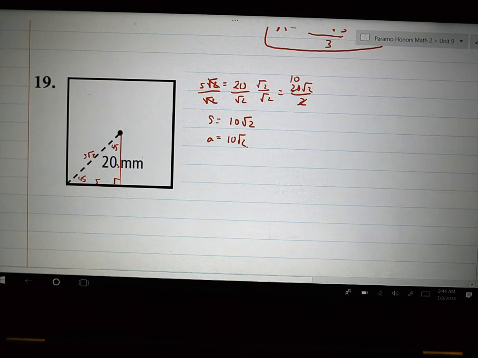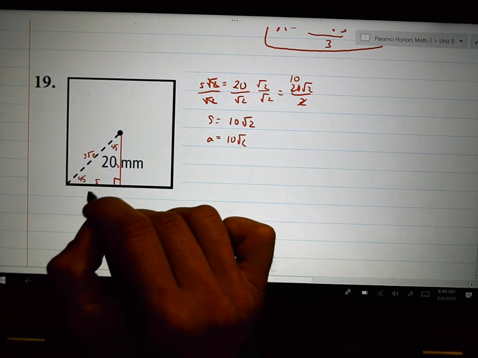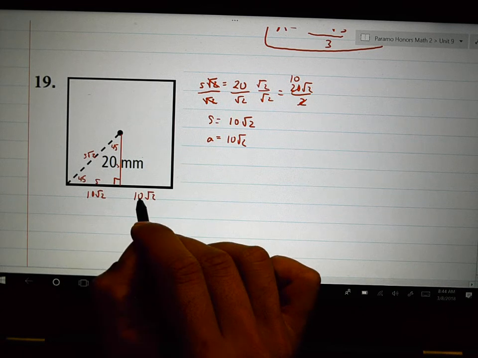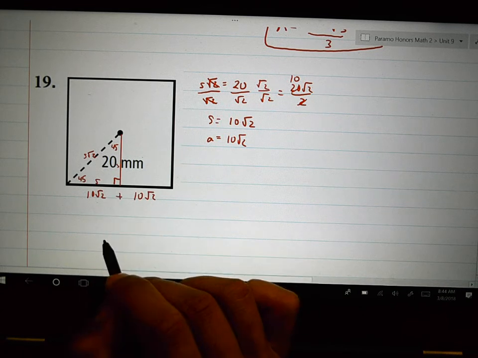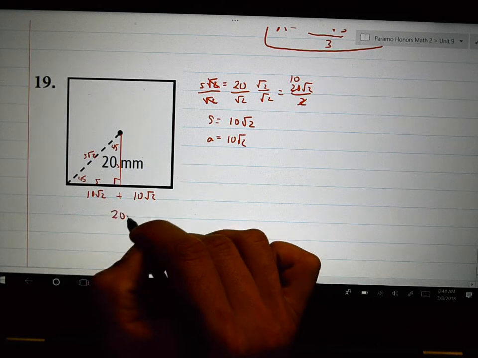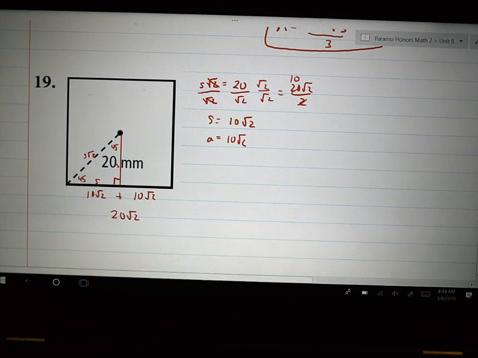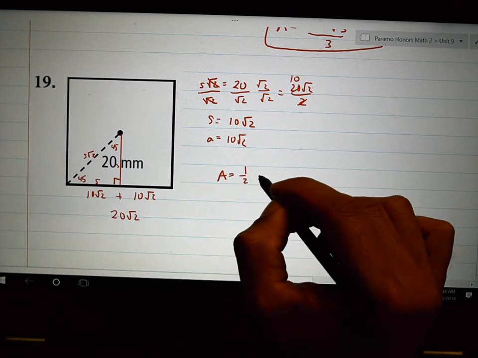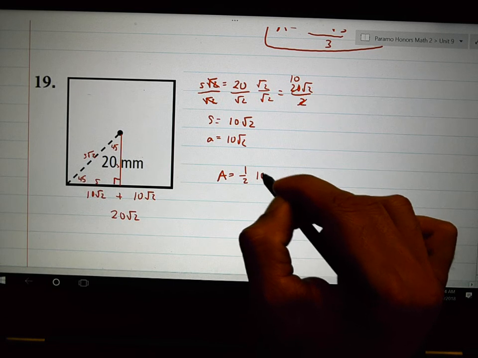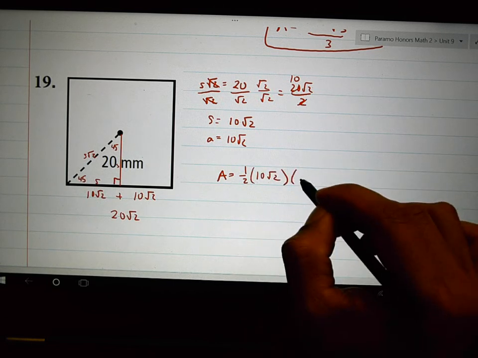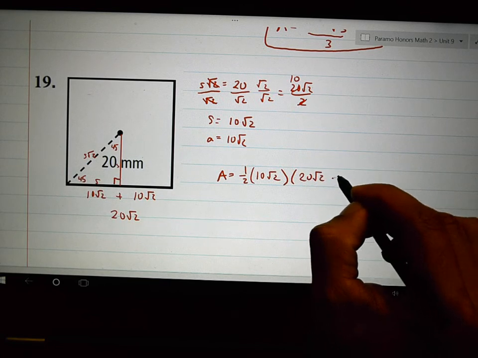Your side length is not 10 root 2. Your side length would be 2 of these added together. 10 root 2 plus another 10 root 2 is 20 root 2. So to find the area, I would do 1/2 the apothem times the perimeter, 20 root 2 times 4 sides.